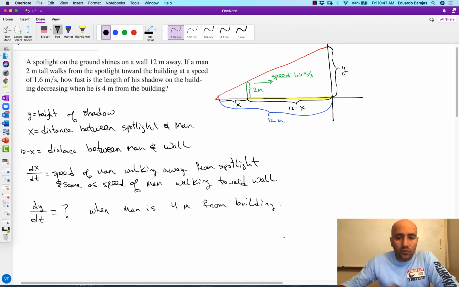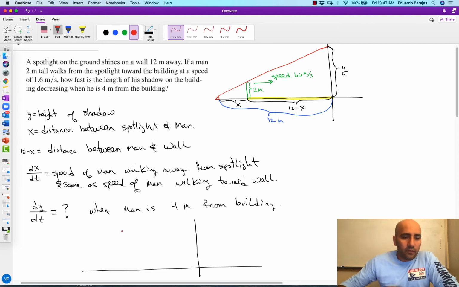So let me recreate that triangle over here. Let's say we have the light source coming from here to there, and we have the 2-meter man. So this is the 2-meter man. And at this particular point in time, the distance between the man and the wall is 4 meters, because the whole thing is 12 meters, right? We have 12 minus 4. We know that from the spotlight to the man, that distance must be 8.